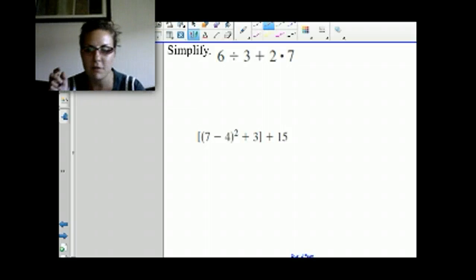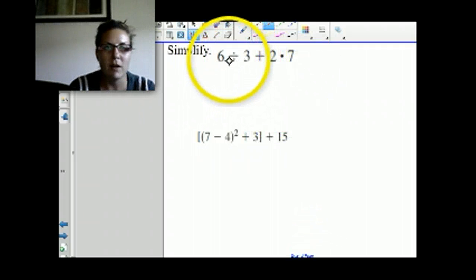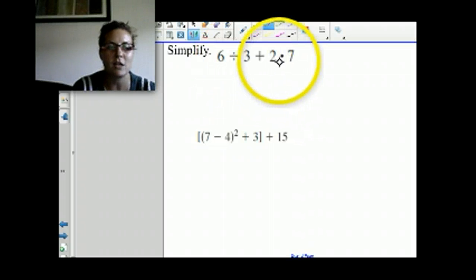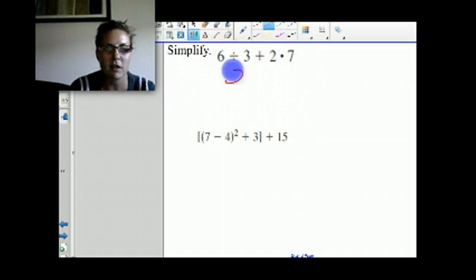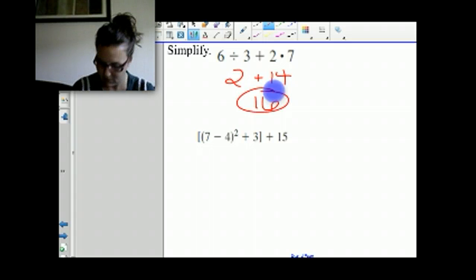These are tricky ones. If you can pause and do these on your own without my help, you are definitely ready for class tomorrow. Here we have a division, an addition, and a multiplication. We work division and multiplication left to right. 6 divided by 3 is 2, plus 2 times 7 is 14. 2 plus 14, our final answer is 16.